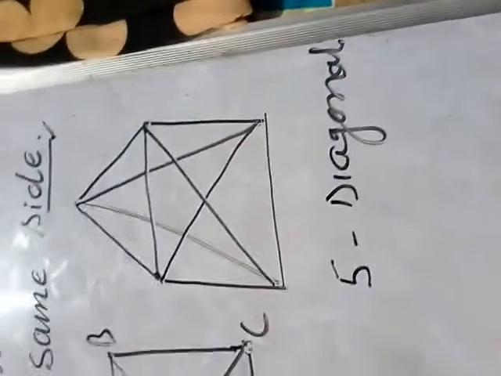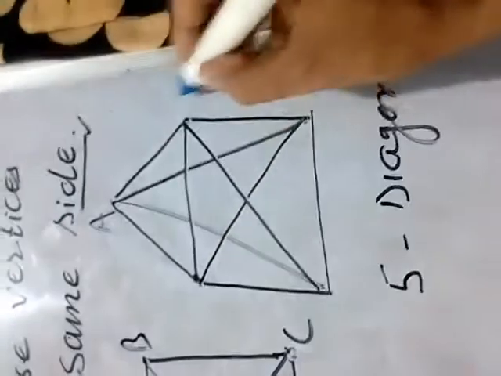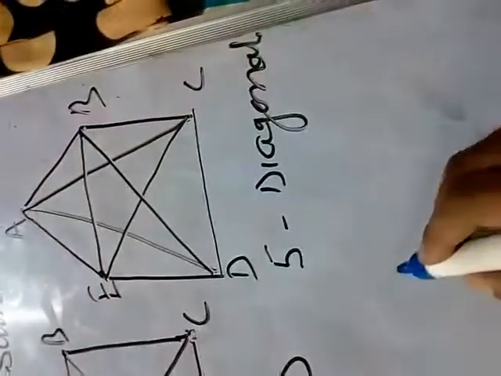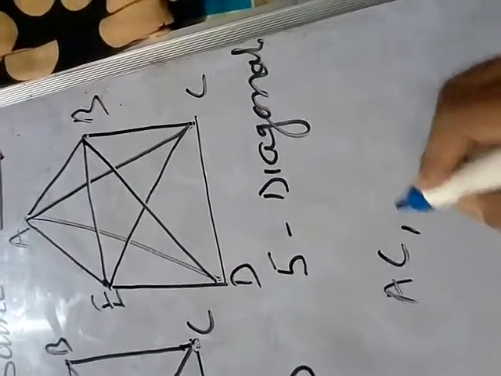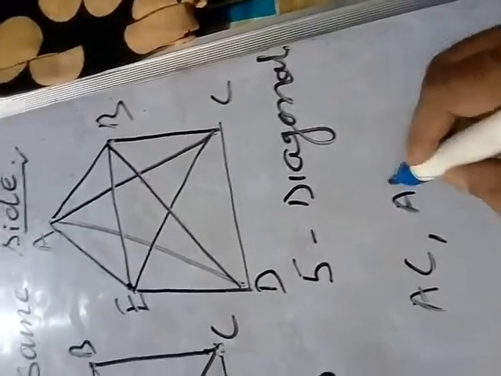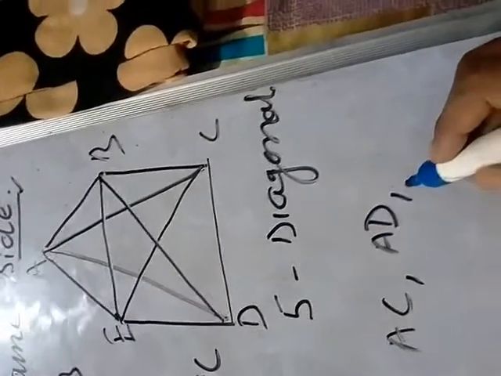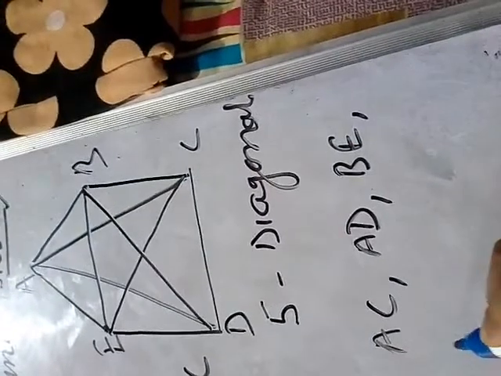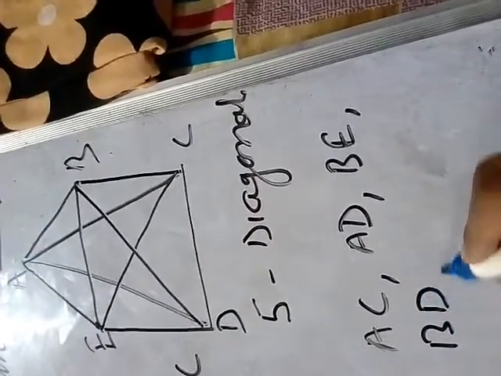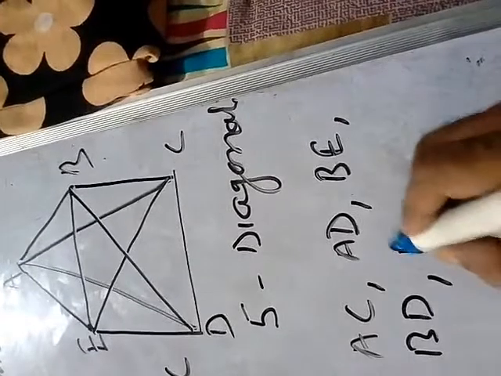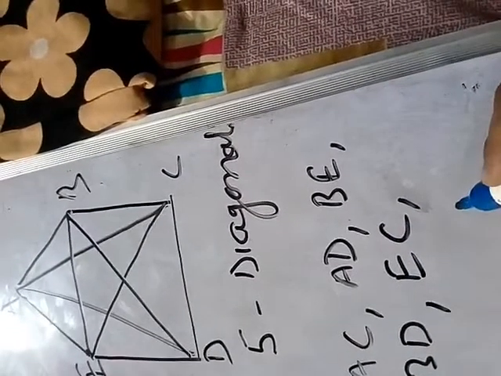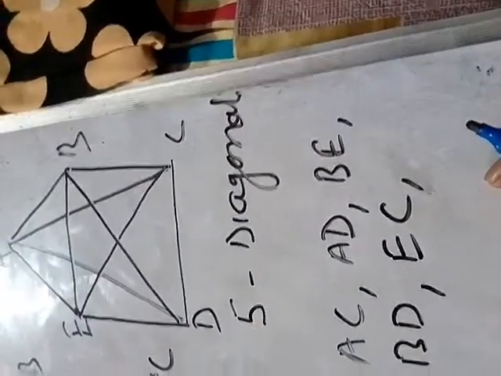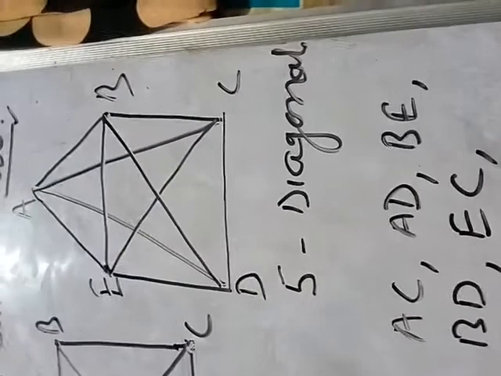You can name the diagonals also in this way. Suppose the vertices are A, B, C, D and E. So we can write AC is one diagonal, AD is another diagonal, BE is one diagonal, BD is also a diagonal, EC is the diagonal. Got it? EC. So in this way we have constructed 5 diagonals of this pentagon.